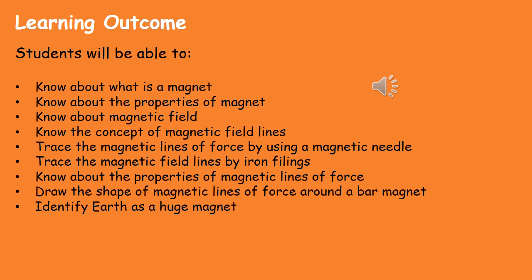They will also be able to trace the magnetic field lines by sprinkling iron filings. They will have knowledge about the properties of magnetic lines of force. They will be able to draw the shape of magnetic lines of force around a bar magnet, and they will be able to identify Earth as a huge magnet.